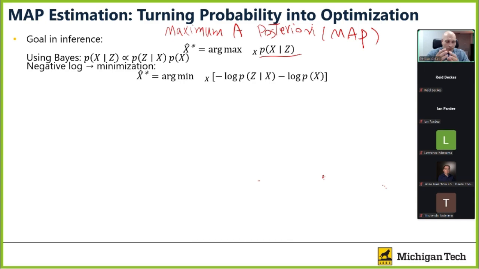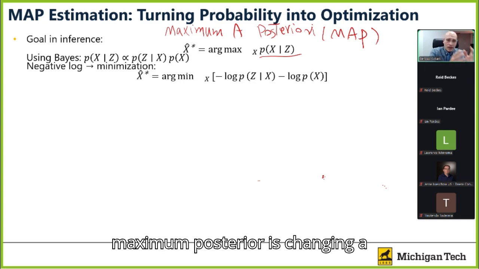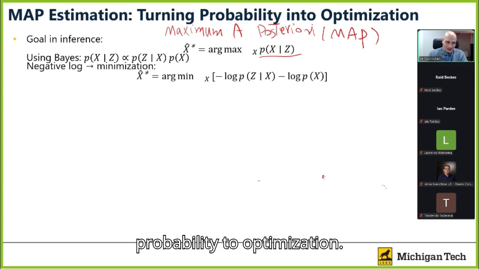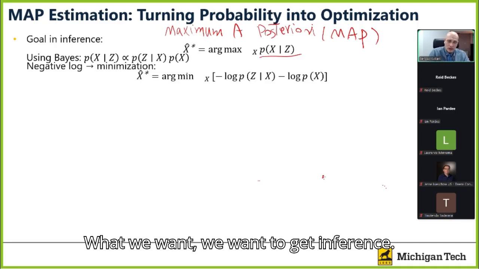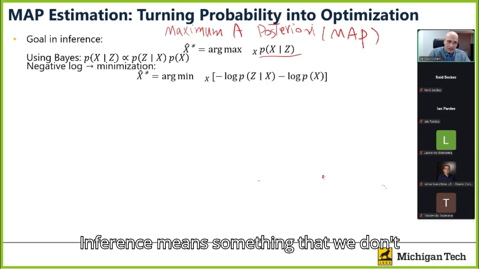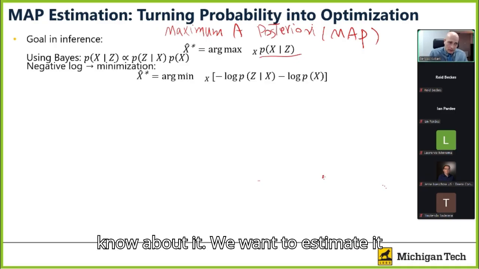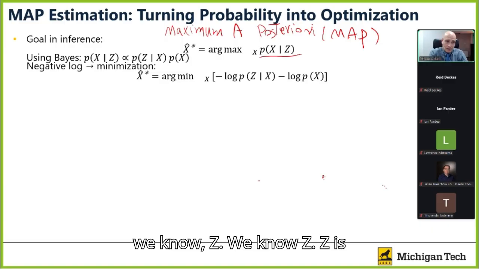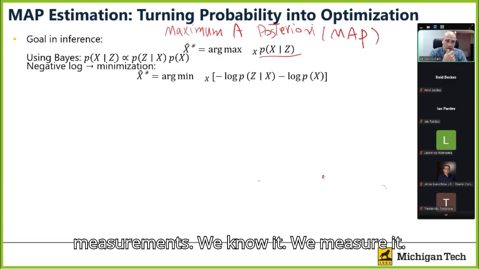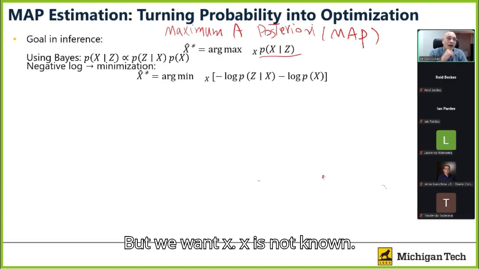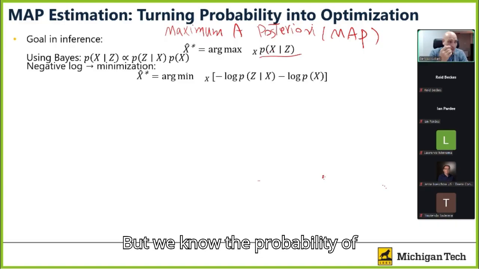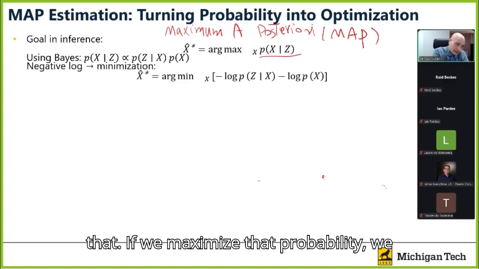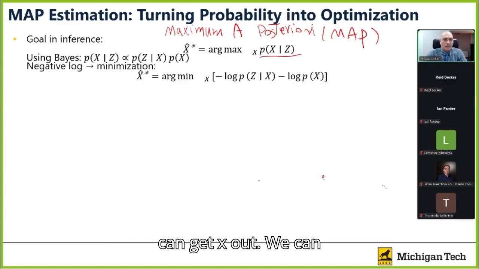So normally maximum a posteriori is changing a probability problem into an optimization. What we want to get is inference. Inference means estimating something that we don't know based off the things that we know. What do we know? Z. Z is measurements. We measure it. But we want X. X is not known, but we know the probability of that. If we maximize that probability, we can get X out. We can see how.